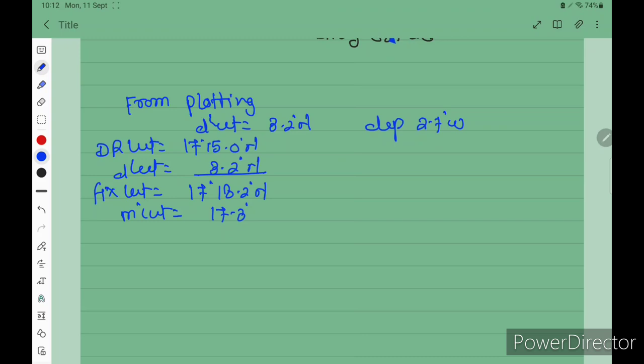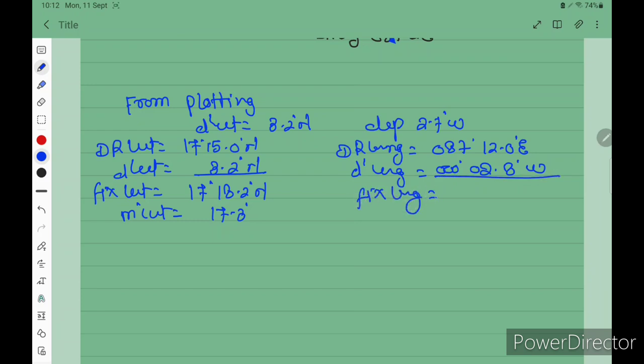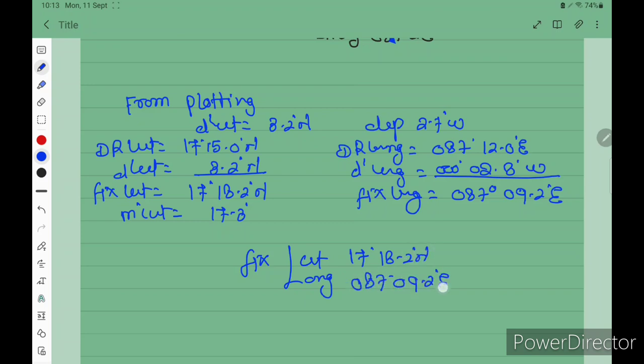We have the departure, so we can calculate the d-long. DR longitude is 087 degrees 12.0 minutes east. D-long we get 000 degrees 02.8 minutes west. So fix longitude we get 087 degrees 09.2 minutes east. So fix position we get latitude longitude 17 degrees 18.2 north, 087 degrees 09.2 minutes east.